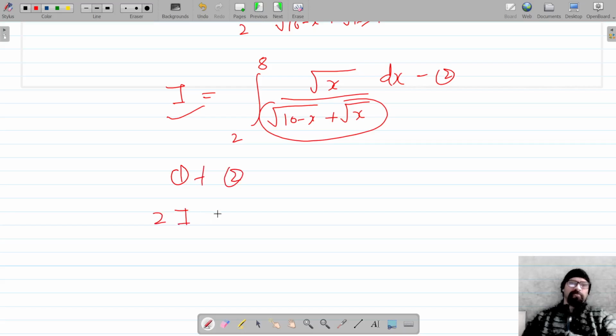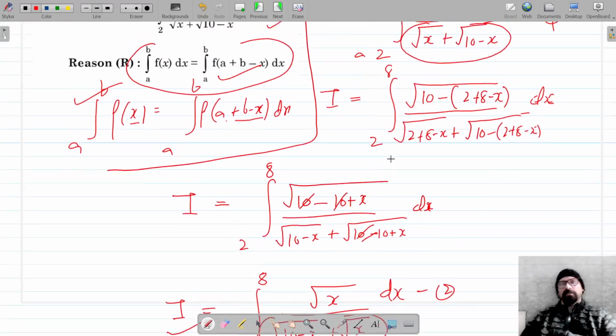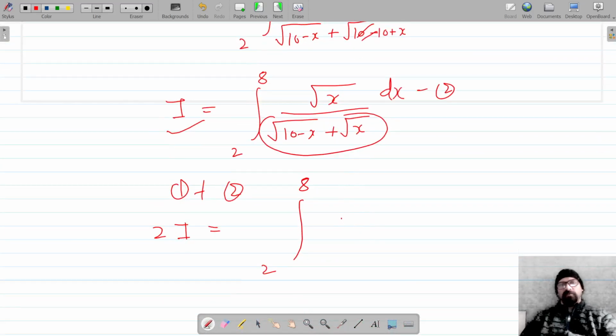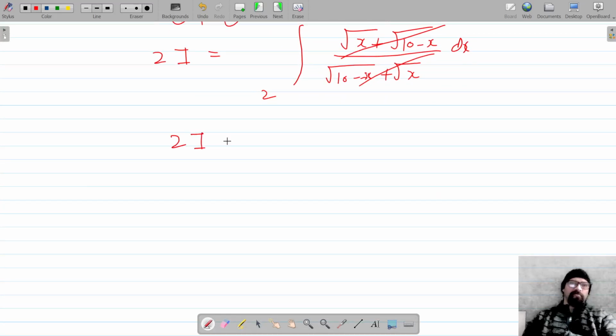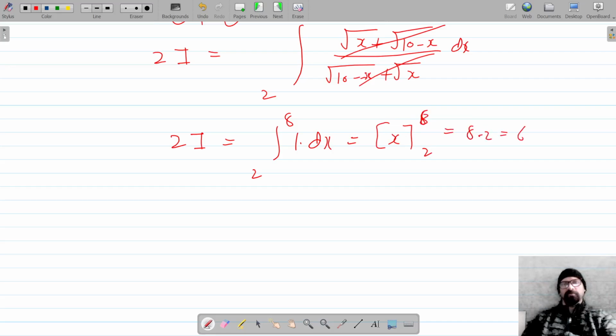So I'm going to add 1 plus 2, which gives me 2I is equal to the integration of 2 to 8 of root x plus under root 10 minus x upon under root 10 minus x plus under root x. So numerator and denominator are same, they get cancelled. So this is 1. And now 2I is equal to the integration of 2 to 8, 1 into dx. Integration of 1 is x with limit 8 to 2, and this is 8 minus 2 is equal to 6. So I is equal to 3.